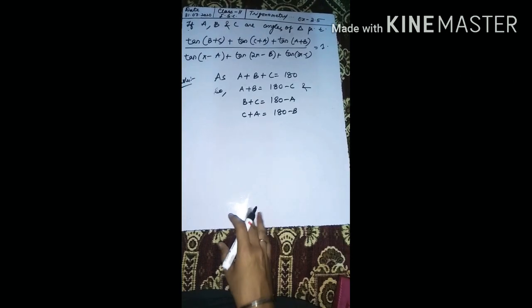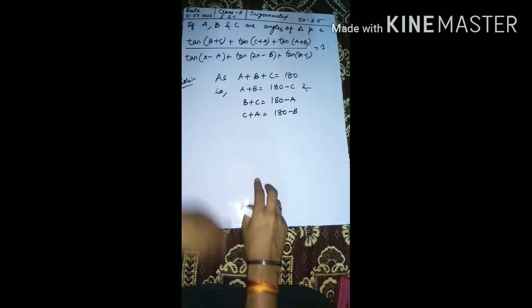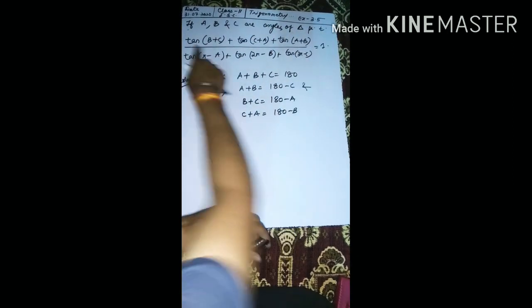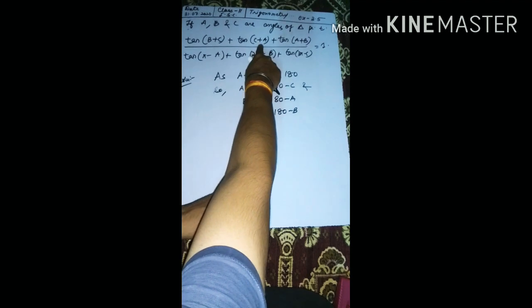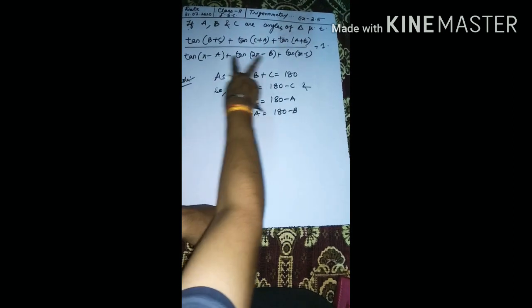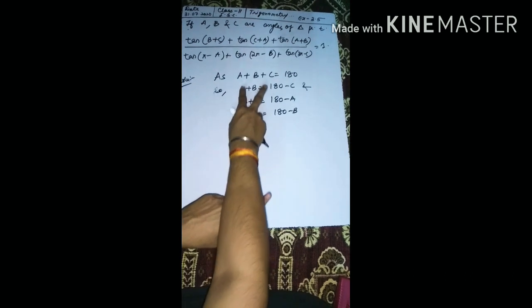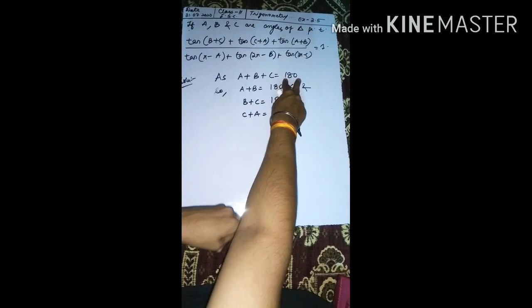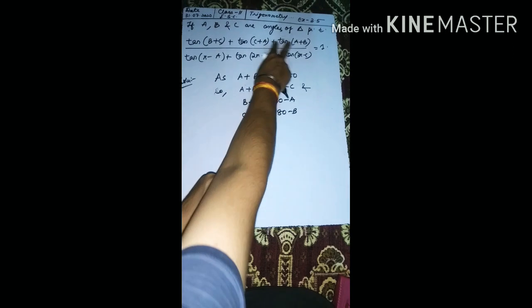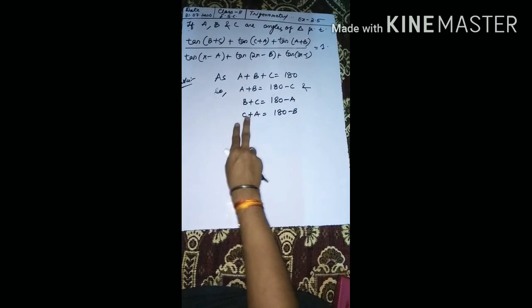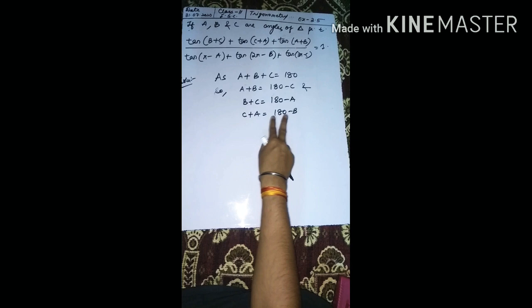Okay, say for example we have this question which says if A, B and C are angles of a triangle, then prove that tan B plus C plus tan C plus A plus tan A plus B upon this equal to 1, we have to prove. So by the angle sum property A plus B plus C is equal to 180 degree, so for A plus B take C that side, so it will be 180 minus C. Also if you put B plus C here, take A there, so 180 minus A, and C plus A is equal to 180 minus B.